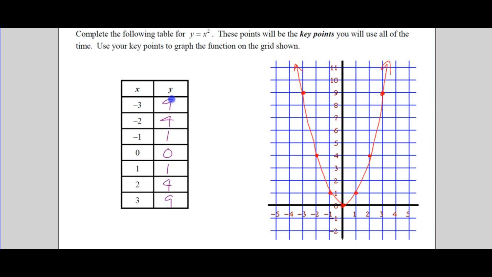And what we're going to look at is, so what happens when we change? When we put a number in front, when we add or subtract something from x prior to squaring it, or when we add or subtract a number after it's been squared.